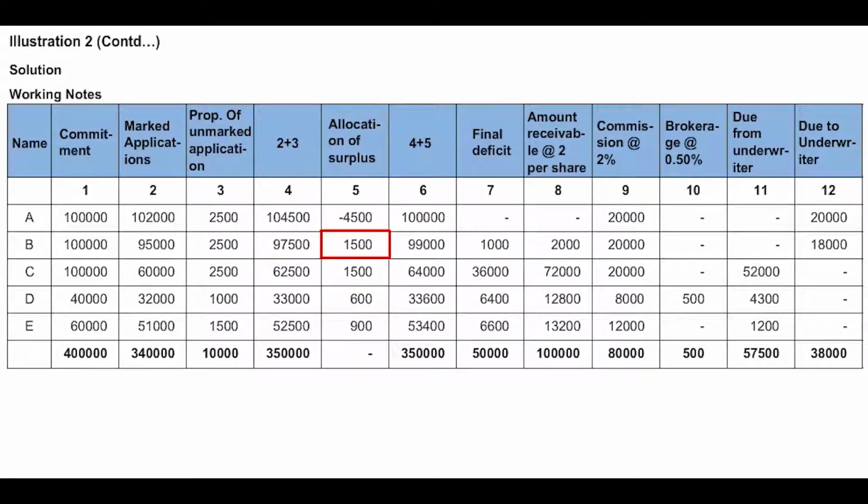So it will be 1500, 1500, 600 and 900. Now we have to make the total again. So column number 4 plus column number 5 will give you the final portfolio. So it is 1,99,000, 64,000, 33,600 and 53,400. So these are the total number of shares on the account of A, B, C, D and E.